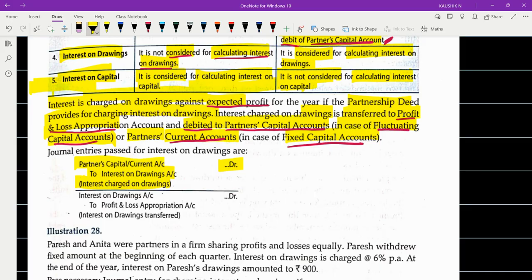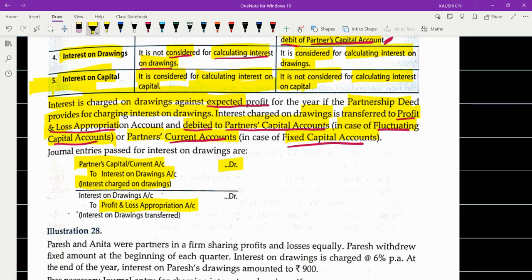So for that, the entry is partner's capital account or current account is debited to interest on drawings account. And it will also be shown in which account? P&L appropriation account. Which side will you show it on? On the credit side, because interest on drawings is a revenue, an income to the firm. Profit and loss appropriation account is prepared from whose point of view? From the firm's point of view.